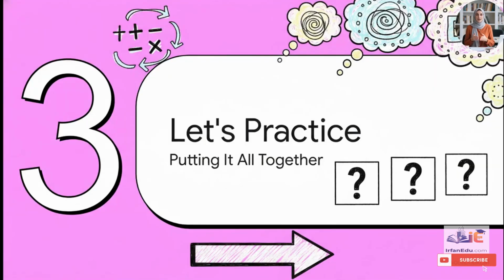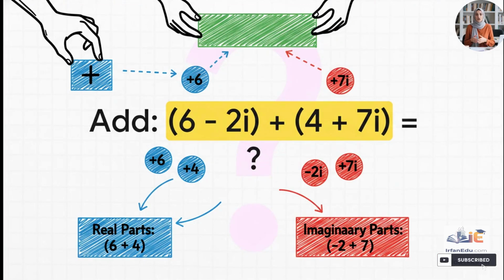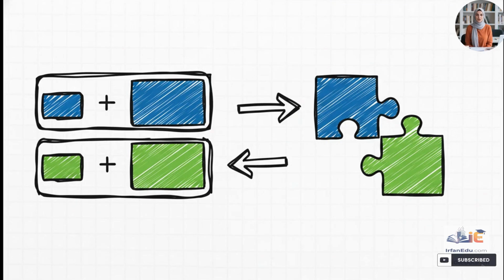Okay, you've seen the rules for adding, subtracting, and multiplying. Now the best way to really make this stuff stick is to practice. Let's run through a few quick problems to lock it in. First up, a little addition. What's 6 − 2i plus 4 + 7i? Go ahead and think about it for a second. Remember, real parts with real parts, imaginary with imaginary. And the answer is 10 + 5i. That's just 6 + 4 for the real part, and −2i + 7i for the imaginary part.